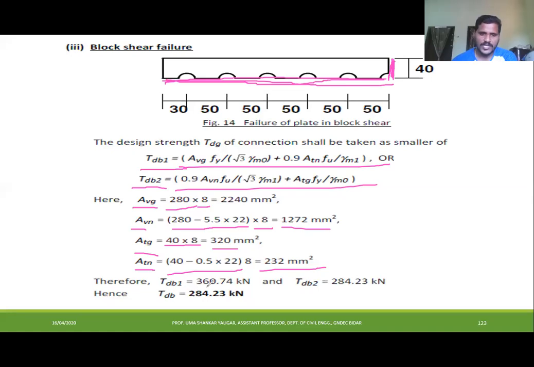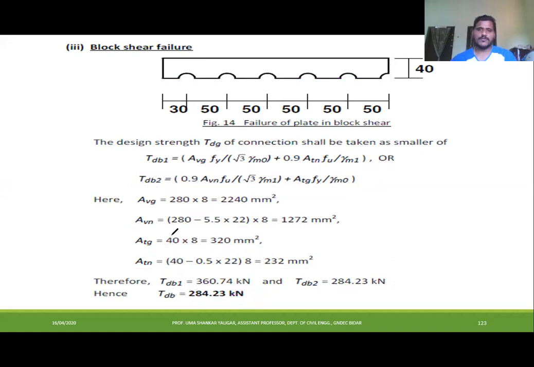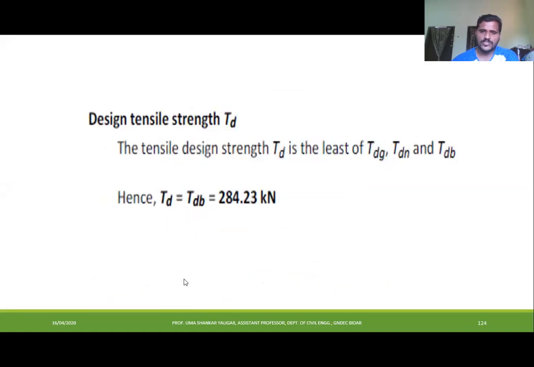then you will get TDB1 as 360.74 kilonewton and TDB2 as 284.23 kilonewton, and hence the lowest value is how much? 284.23 kilonewton. In this way, we need to calculate the shear strength based on the three equations or three failures. Then out of those three values, we need to take the lowest value. Out of the three failures, TDG, TDN, and TDB, the lowest value is 284.23 kilonewton, and this is the tensile strength of your angle section. In this way, we need to do it for the angle section.